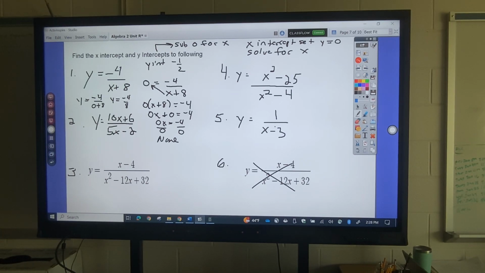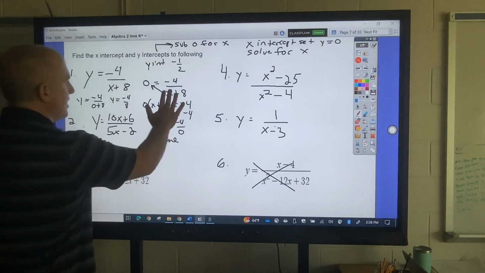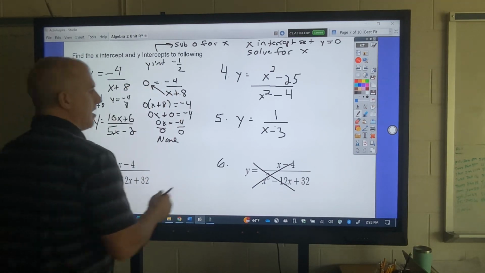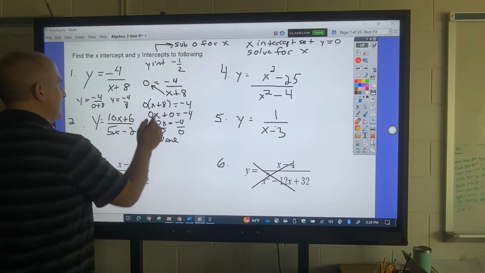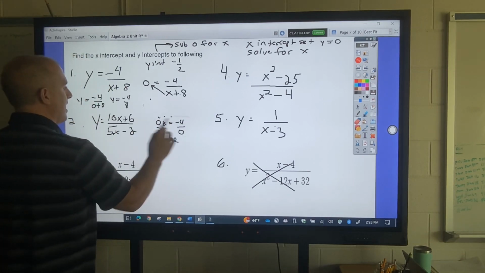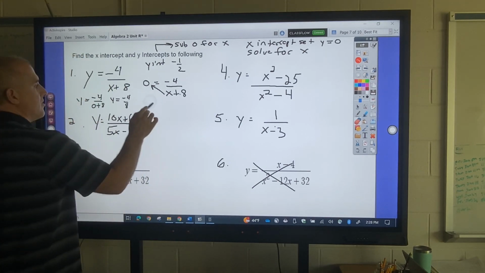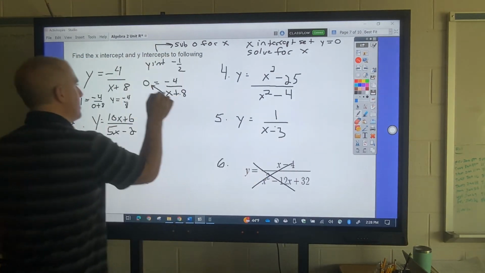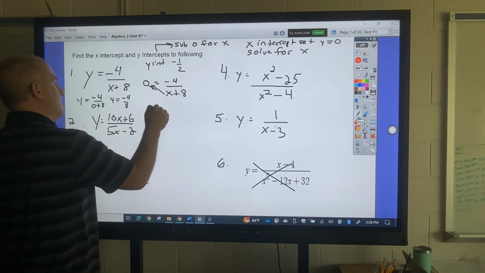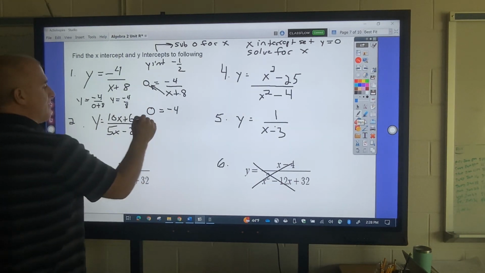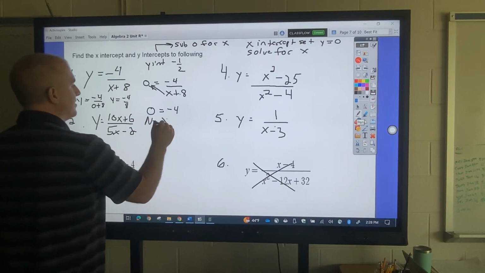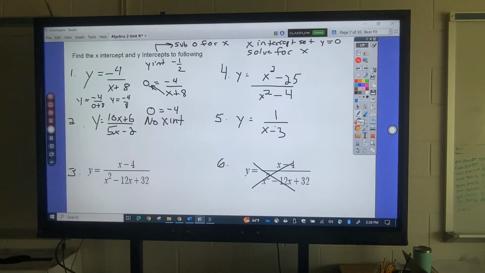Okay, all right. So what happens here, and here's why I'm showing you this. Anything times 0 is just going to be 0. So I cross multiply, it'd be 0 equals negative 4. Well, could that ever happen? No. So I have no x-intercept there, if that's the case. Okay, so let's go to question number 2.